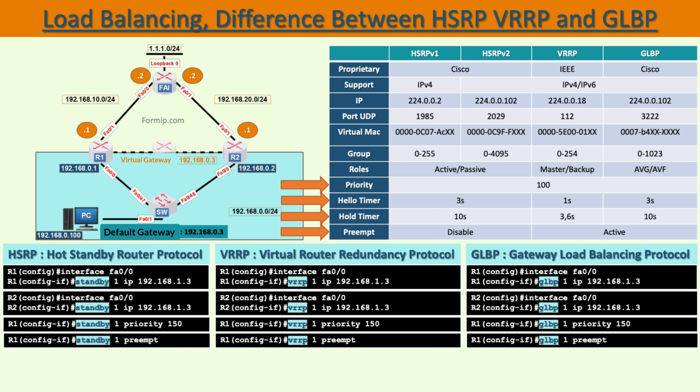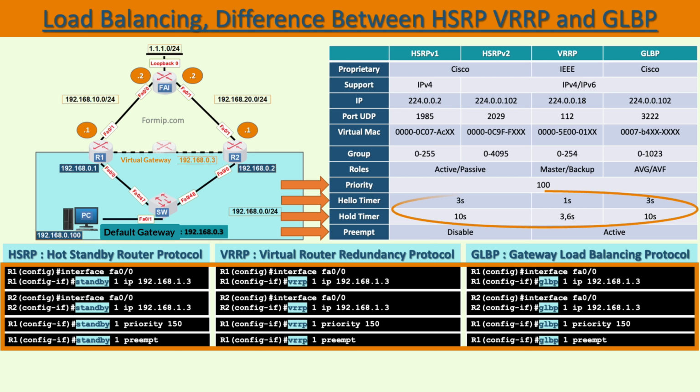The preemption option allows the original master to resume service from its replacement, should it ever recover from its failure. This setting is usually disabled by default on the various protocols. You can see that the configuration of the different redundancy protocols looks very similar.